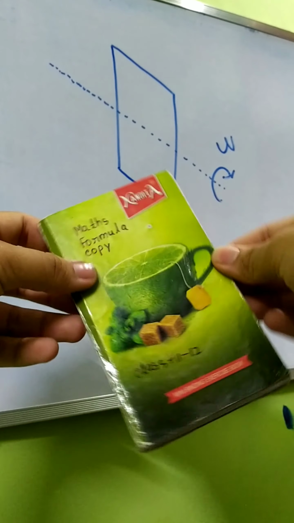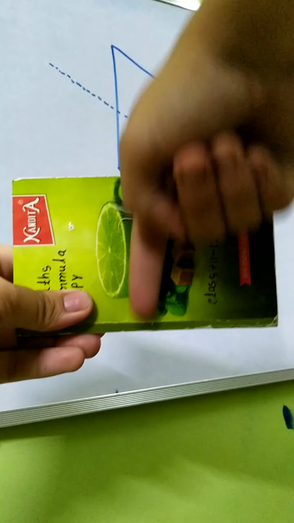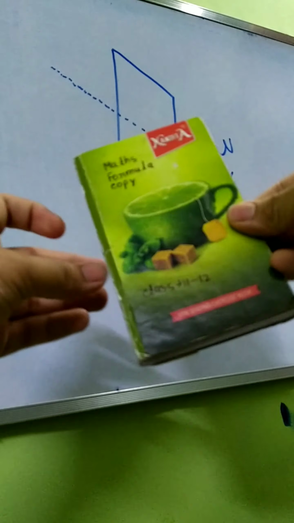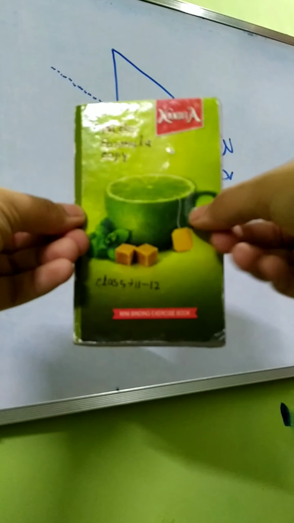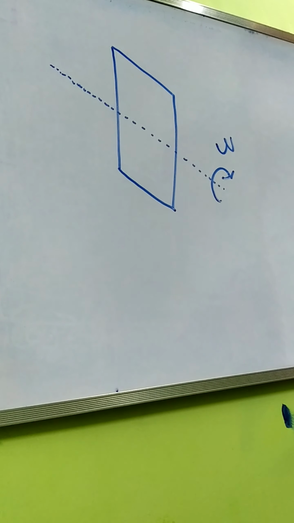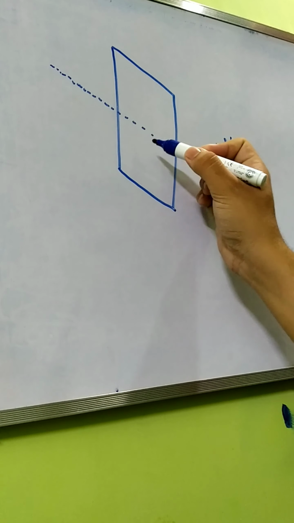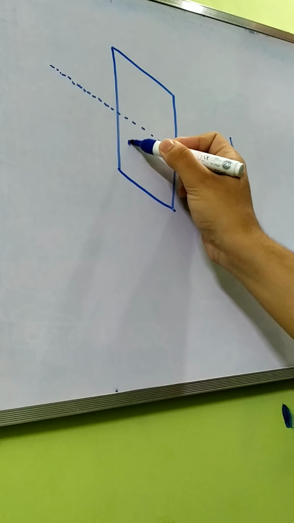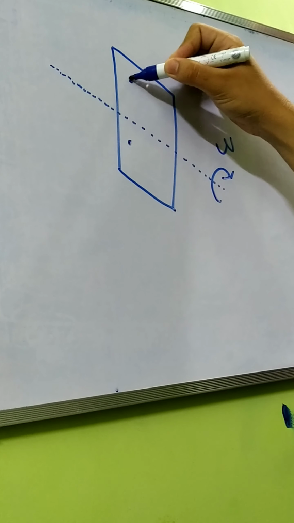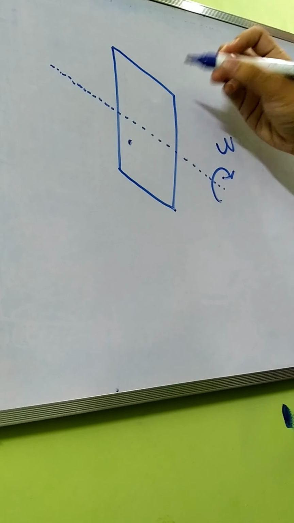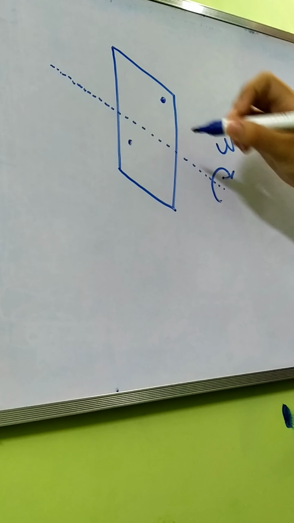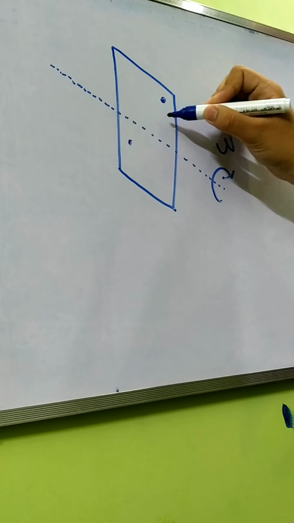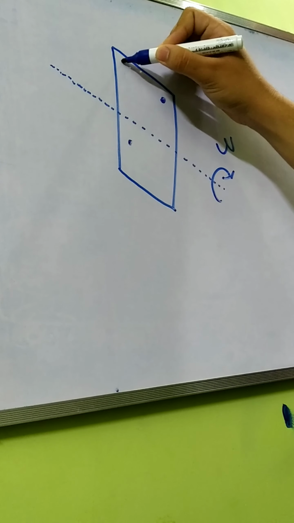It is rotating like this. The axis is passing through it like this. The axis is passing through it and it is rotating like this. Now let's take 3 points. 1, 2, and here 3.